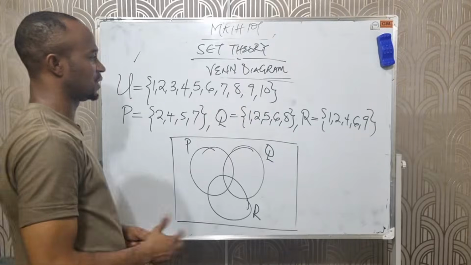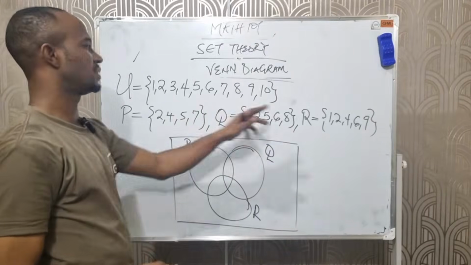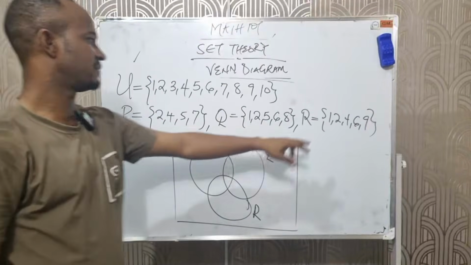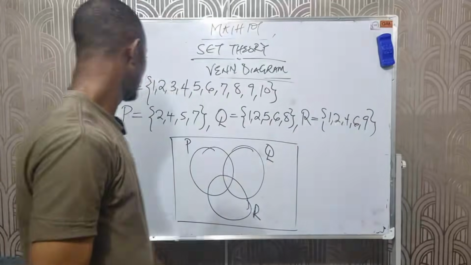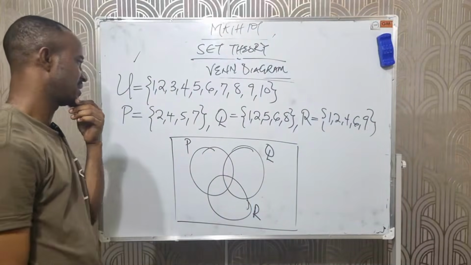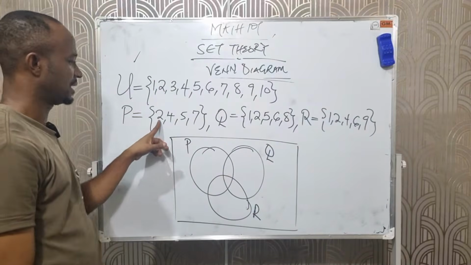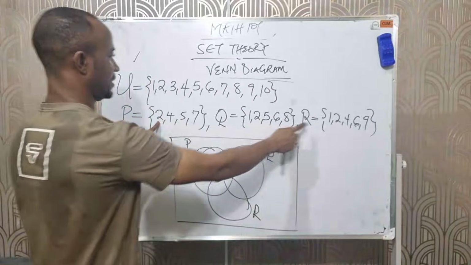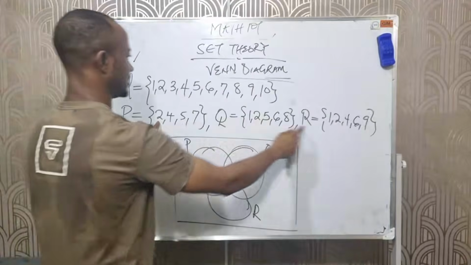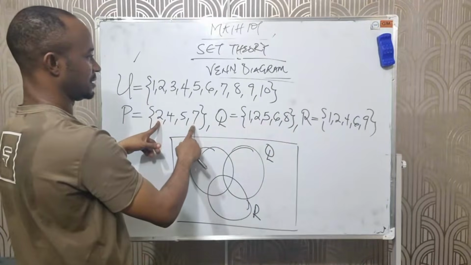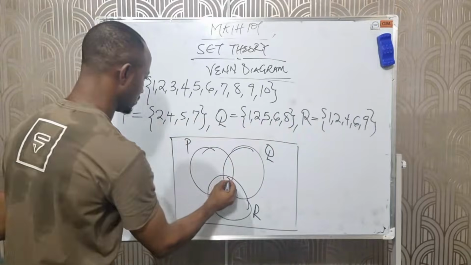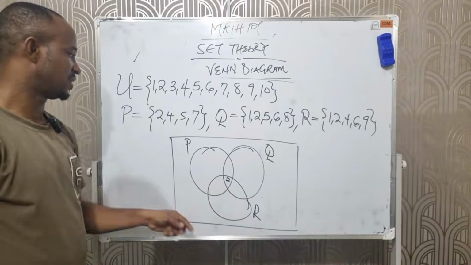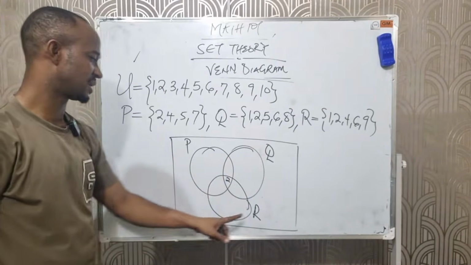The first thing we need to do is to look at what is common between P, Q, and R. We have 2, 4, 5, 7; we have 1, 2, 5, 6, 8; we have 1, 2, 4, 6, and 9. Between these three subsets, what is common is 2. We have 2, 2, 2. We have 4, but not in Q. There's 5, but no 5 in R. There's 7, but no 7 elsewhere. So the common element is just 2, and that 2 will be at the middle. This middle shows what is common between P, Q, and R: P intersection Q intersection R.